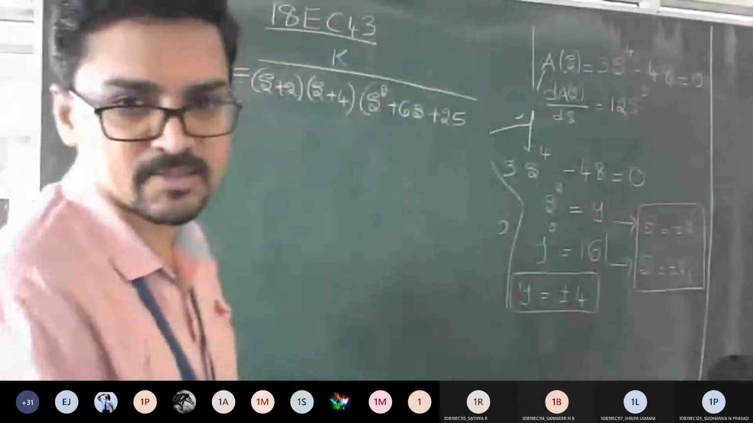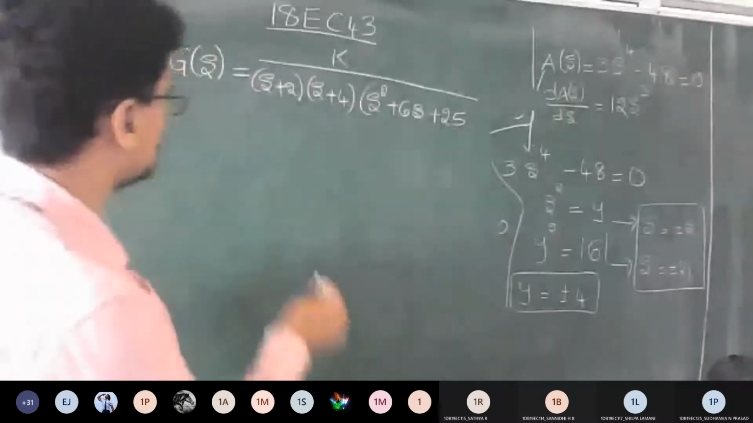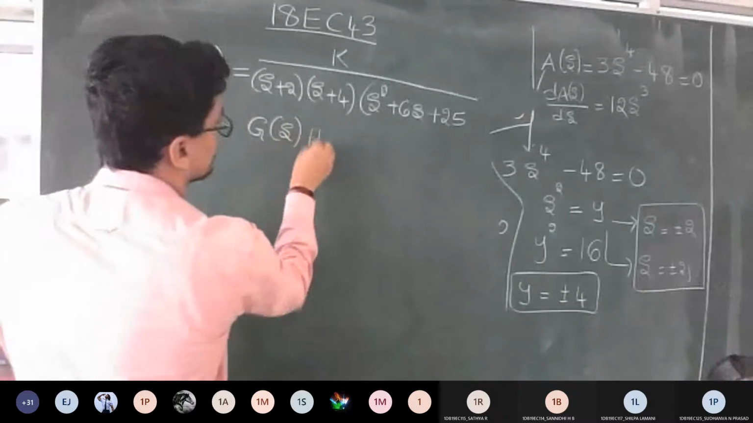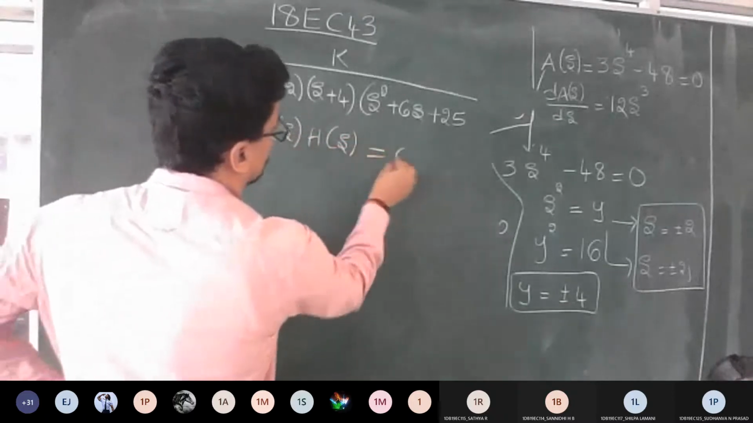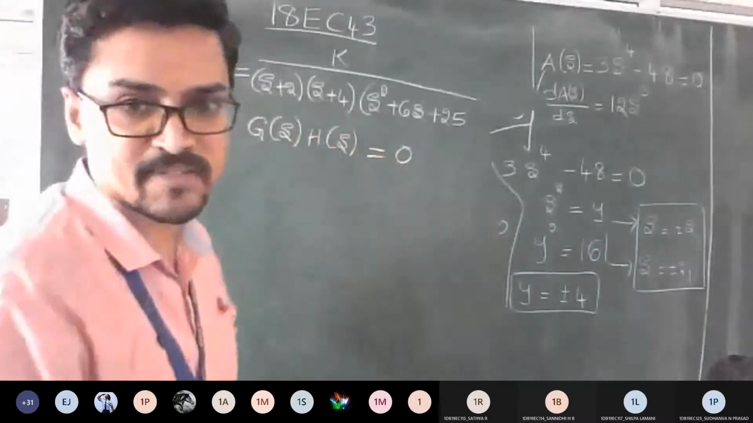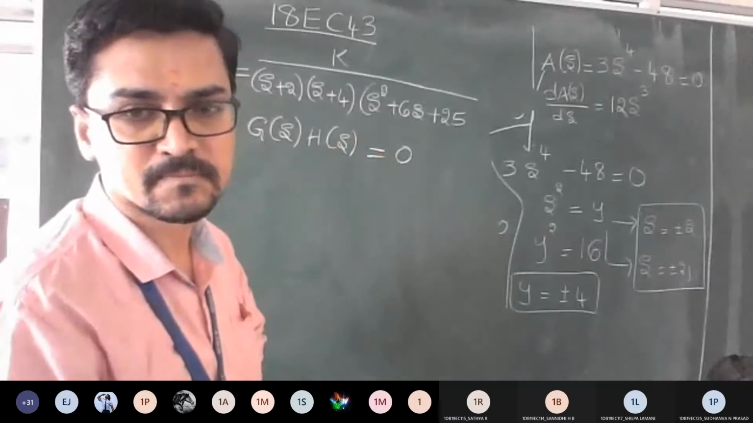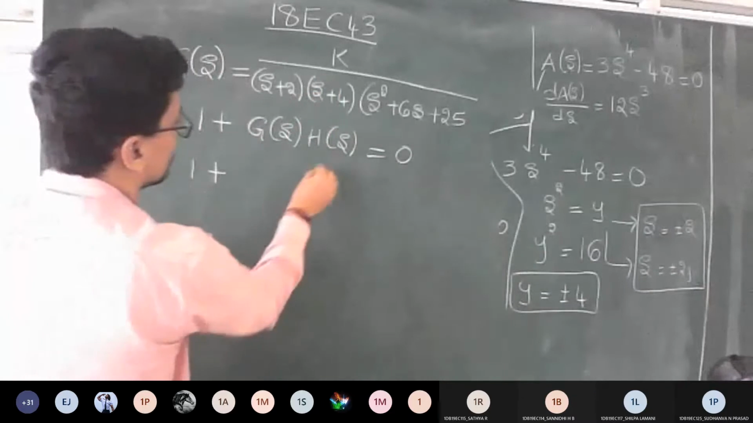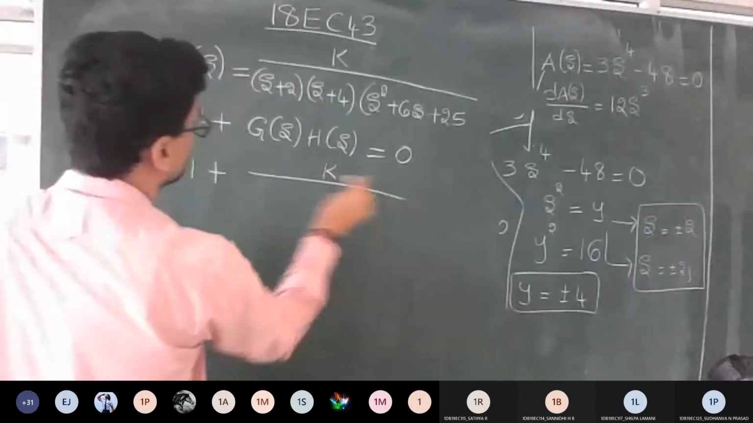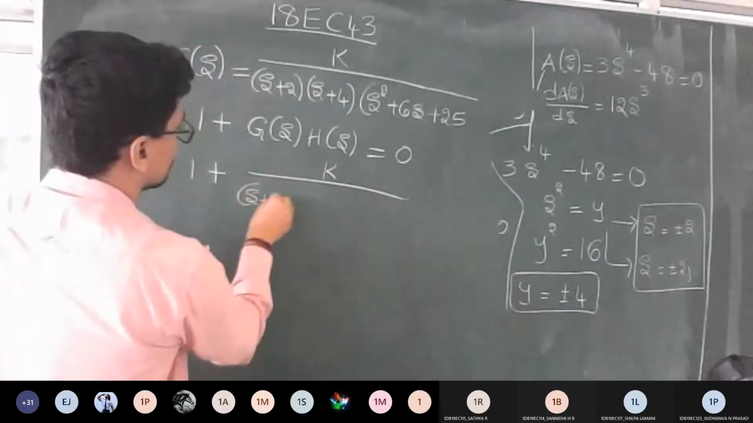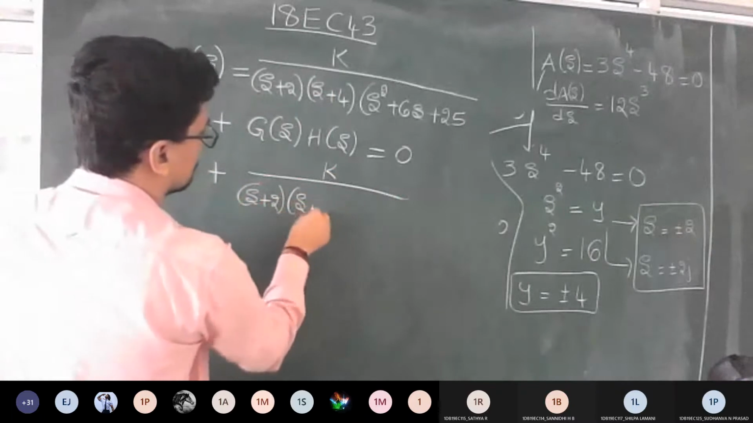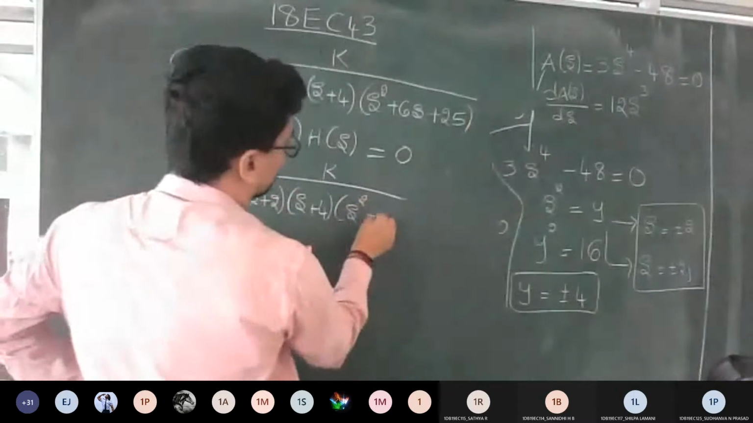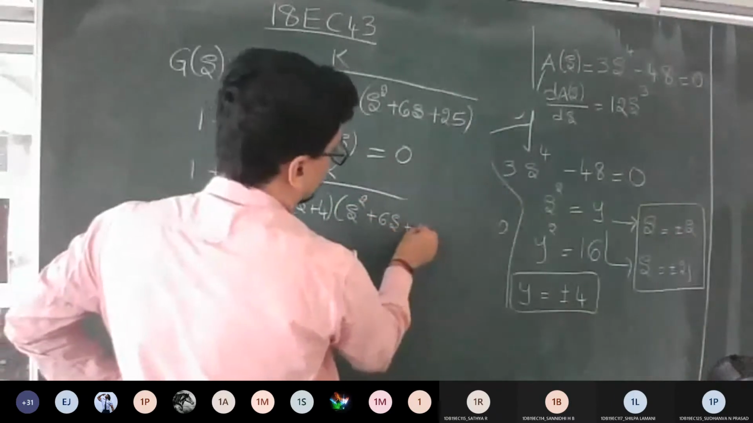So tell me the range first. Check out what is the range. Stick with the procedure. So 1 plus G of S into H of S is equal to 0. This is the characteristic equation. What is H of S in the question? 1. So you can replicate the remaining as it is. This part will remain as it is into 1. Now tell me what is the simplified answer for this. We are trying to get the characteristic equation from the given G of S.